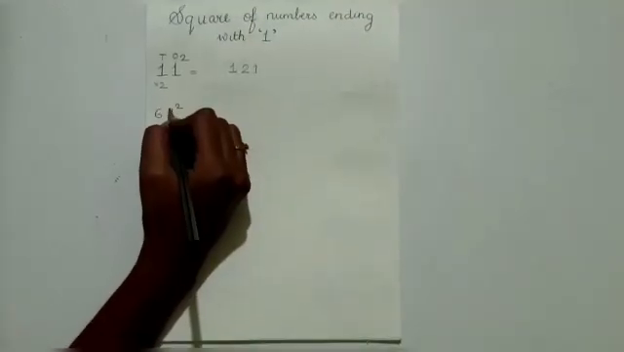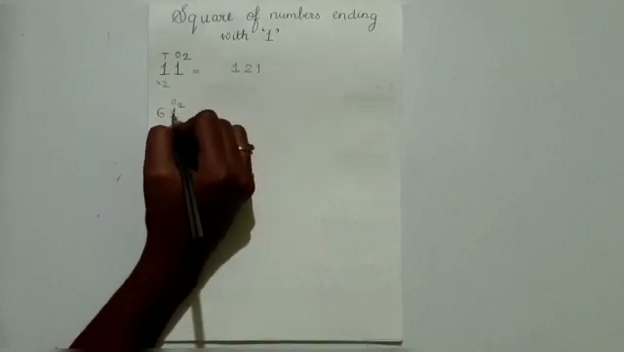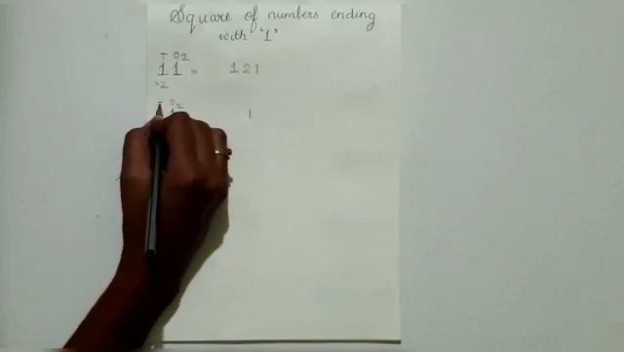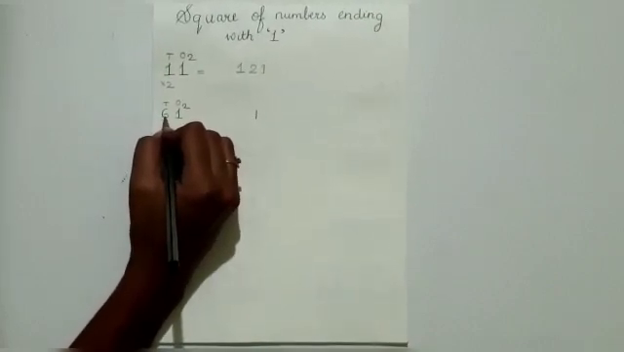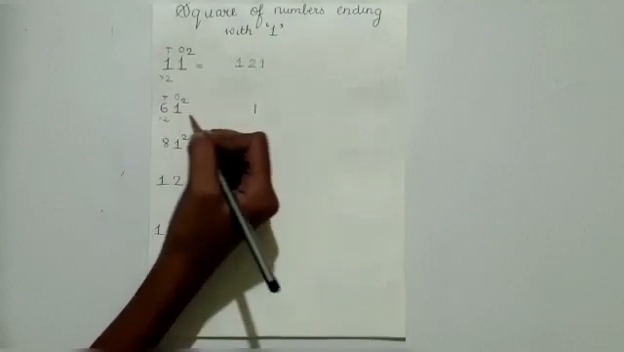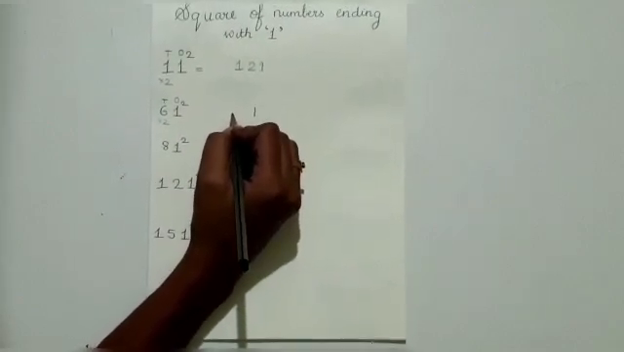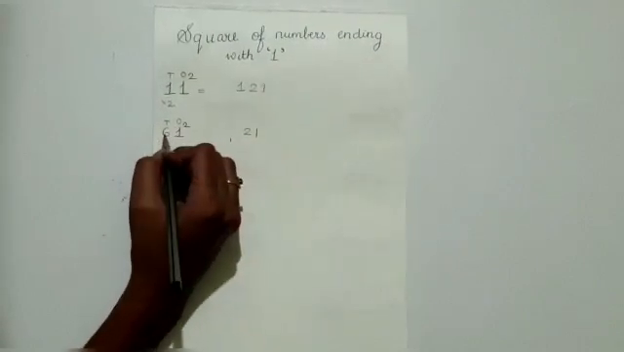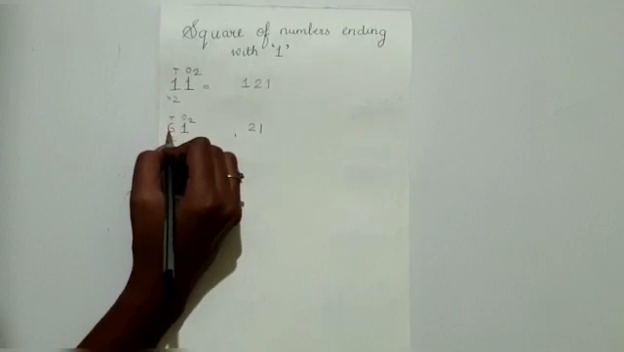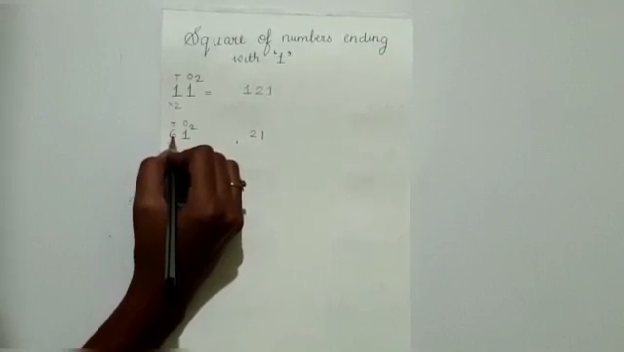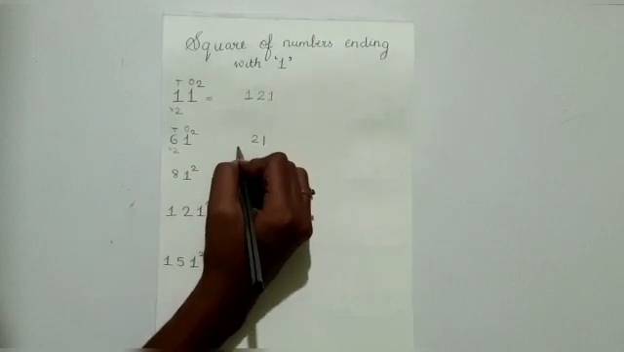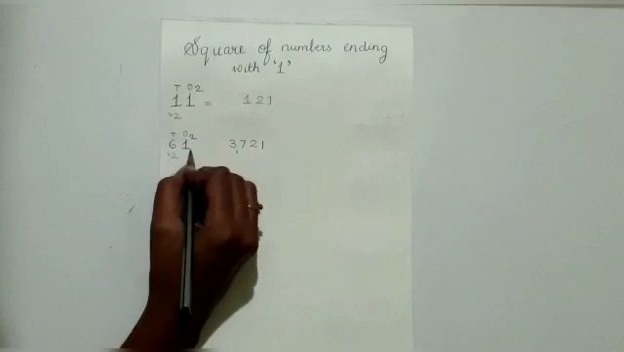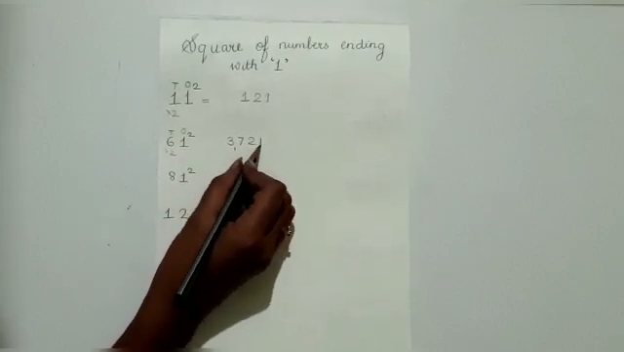Now we have 61 square. The number in the ones place is 1. So the square of 1 is 1. Second step is the number in the tens place, we need to multiply it by 2. So 6 multiplied by 2 is 12. Now 12 is a 2-digit number, so I'll write 2 here and 1 I'll carry to the next number. Third step is the number in the tens place, we need to take the square of that number. So 6 square is 36. And this 1 will be added to 36, which makes it 37. So 61 square is 3721.